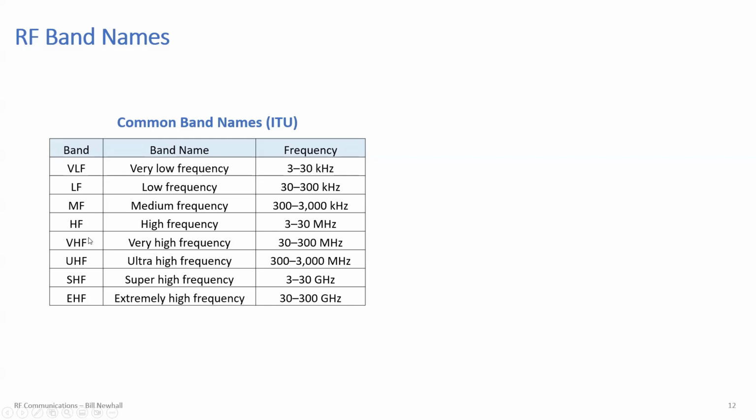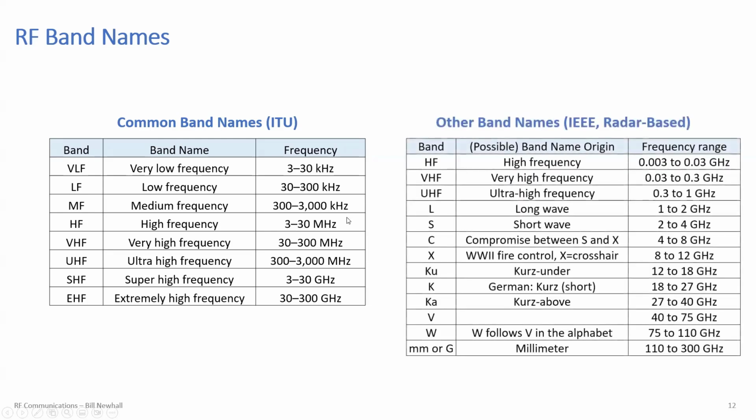So if you hear VHF, now you know what we're talking about, but there are other names for these bands depending upon the organization. The IEEE has these bands that were really radar based. They came from old radar terms that went back to World War II. You still have HF, VHF, and UHF, but you have L band and S band and C band and X band, KU band, K, KA, V band, W band. So these bands have names. If you hear the bands, you might not memorize the frequency range, but you know that it's a band and it corresponds to some frequency range.